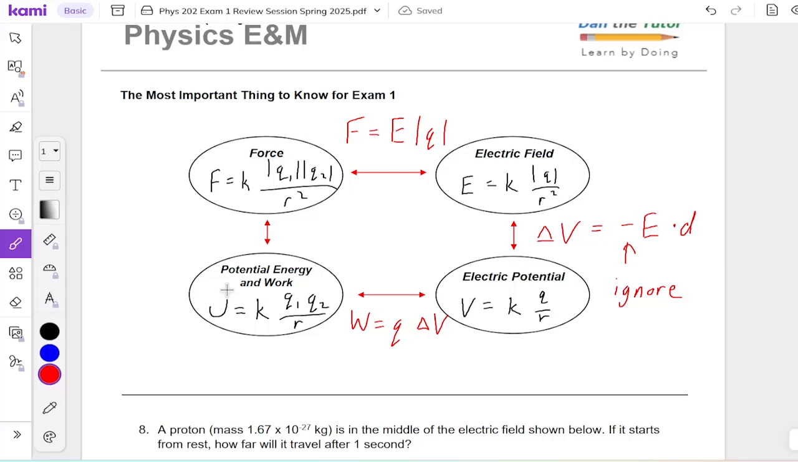Also, one more thing under potential energy and work, I need to write this. This is where physics 1 comes into play. W equals delta K plus delta U, and delta K is going to end up being negative delta U. In other words, when you have a change in kinetic energy, it doesn't disappear. It goes to the change in electric potential energy.